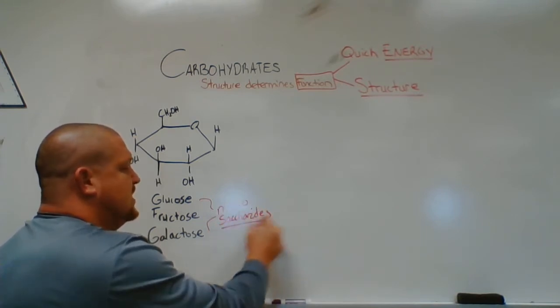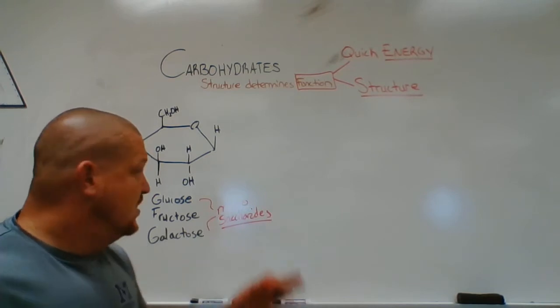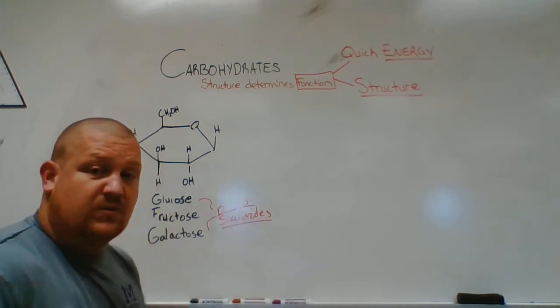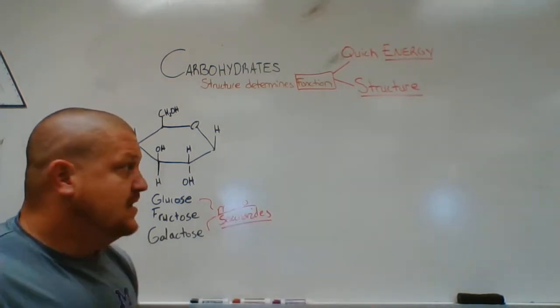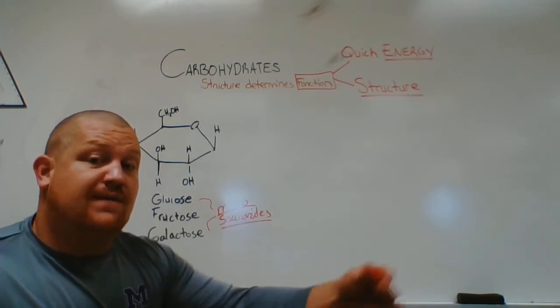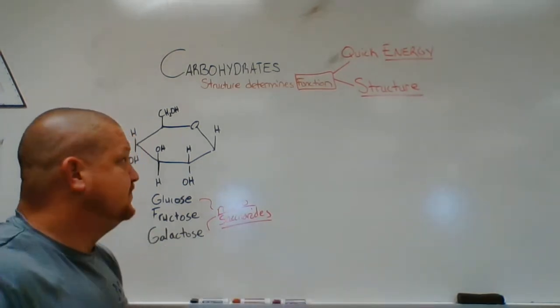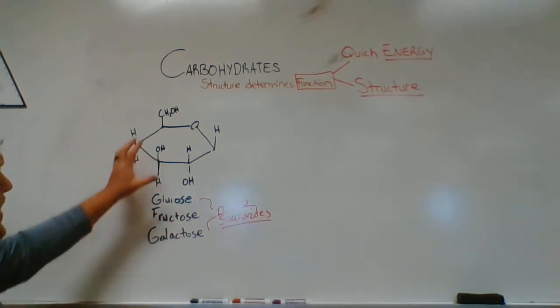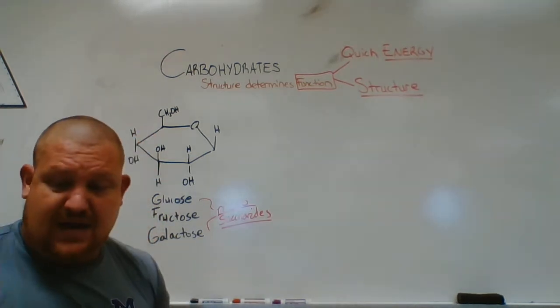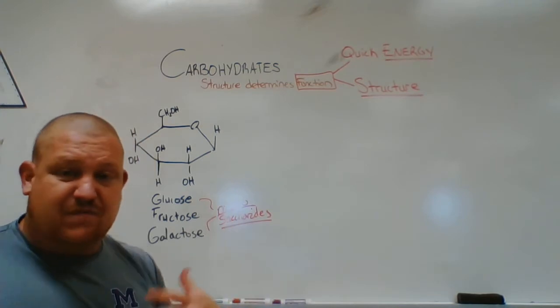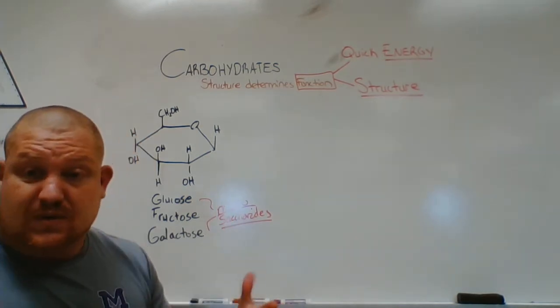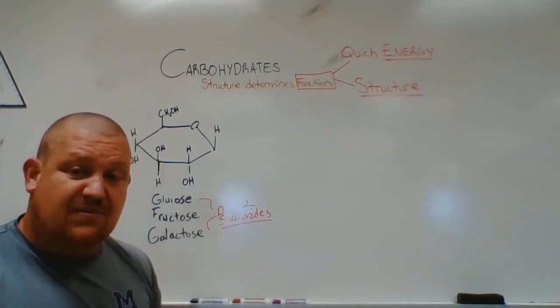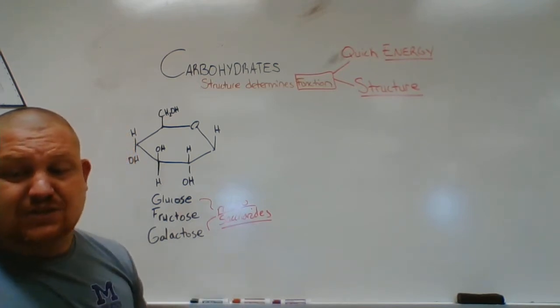Saccharides meaning sugar, mono meaning one, so we have one sugar, monosaccharide, almost like a monomer of saccharide. A monomer is a base unit. So these are some examples of our base sugars. This is the preferred energy form for you. This is the simplest energy form. It breaks down real easy for the body to use.